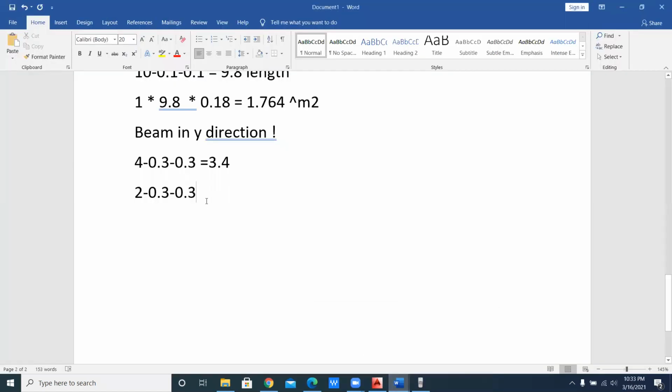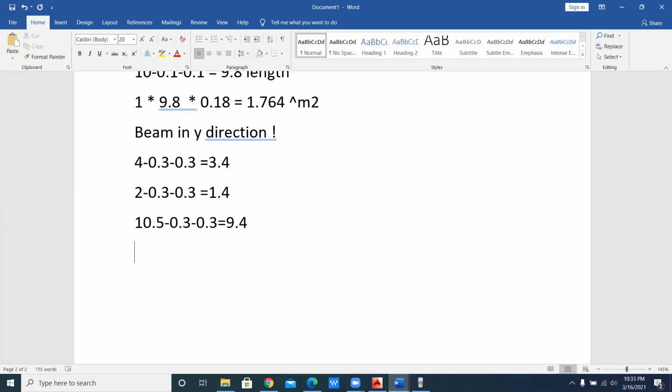Now 2 minus 0.3 minus 0.3, that is 1.4. Okay, I will find out the length very fast, because the other is 10.5 minus 0.3 minus 0.3, this one. And how much do you get? Sorry, it is 9.4. Okay, that is 9.4 length. This one is the length, this one, this one, and this one is length.